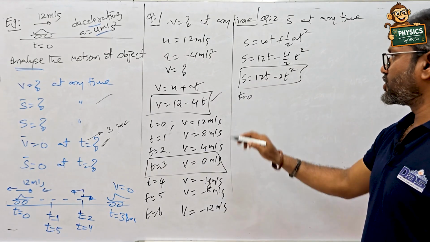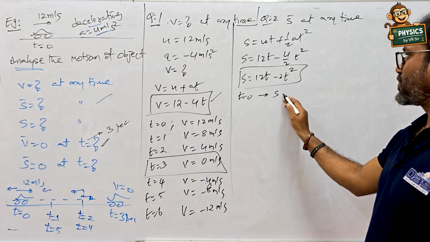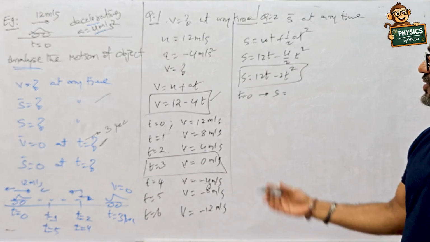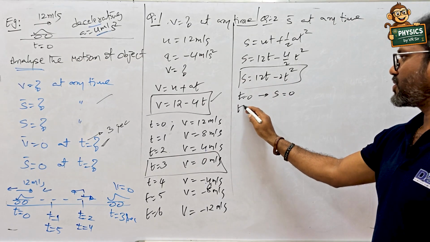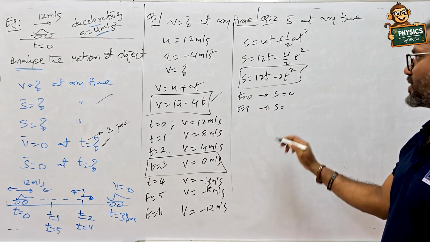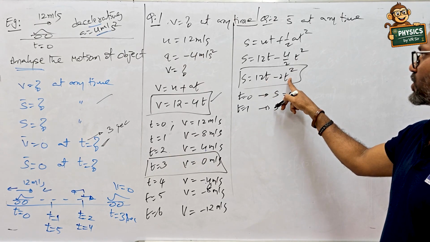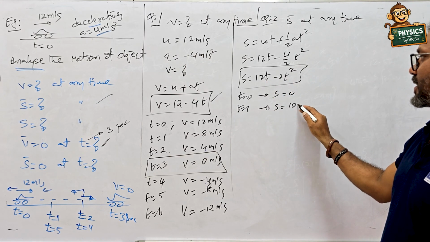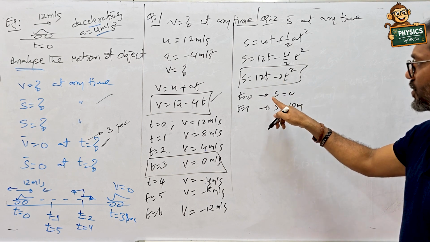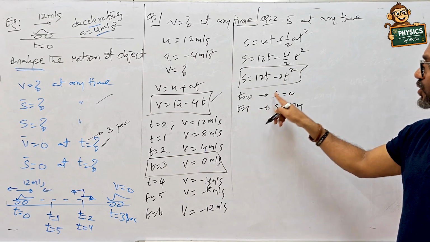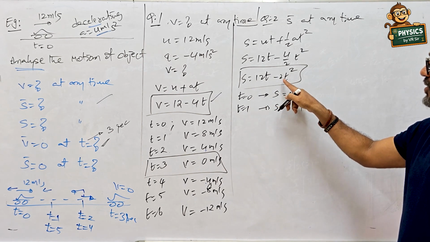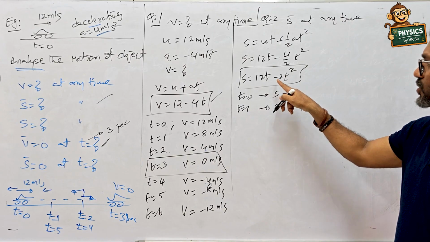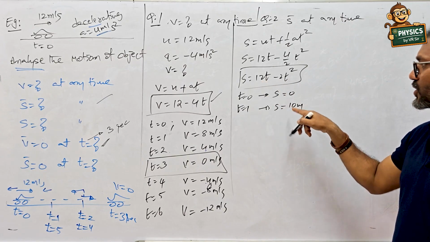Now t equals 0. When you substitute, displacement in 0 seconds is 0. For t equals 1, if you substitute, S equals 12 minus 2, 10 meters. Hope you're calculating in your mind, right? So t equals 1, 1 square is 1, 2 into 1 is 2. So 12 minus 2, 10.